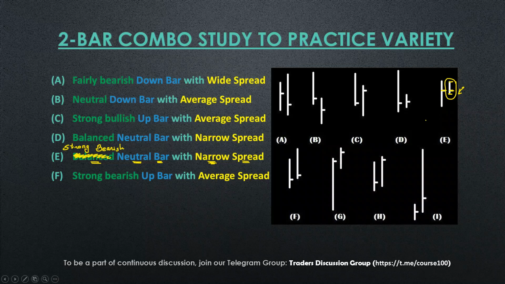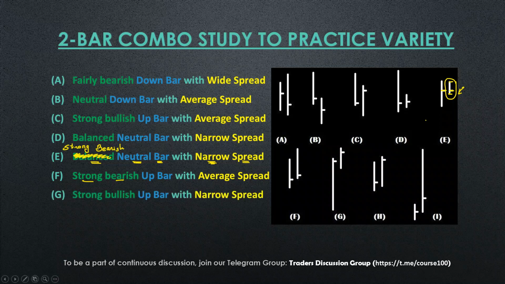Then bar F. Again closing near the lows. So it's a strong bearish. Close is slightly above the previous bar. So you can say it's an up bar and the size of the bars are the same. So it's an average bar.